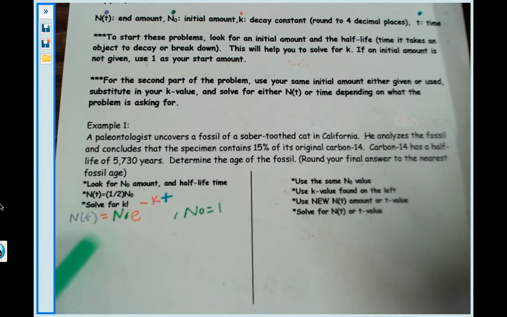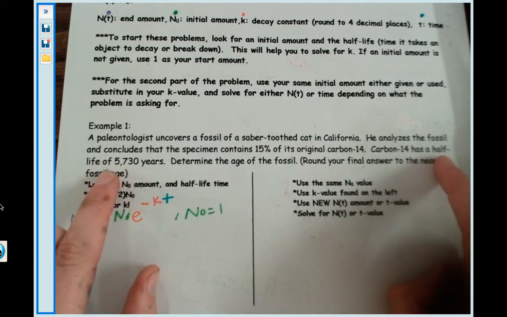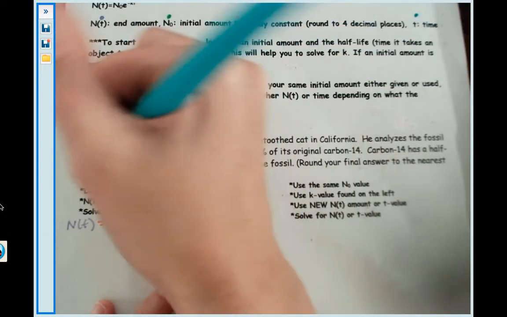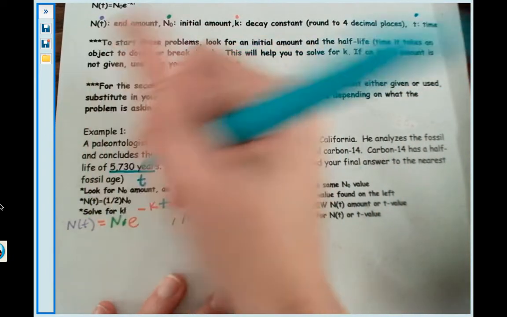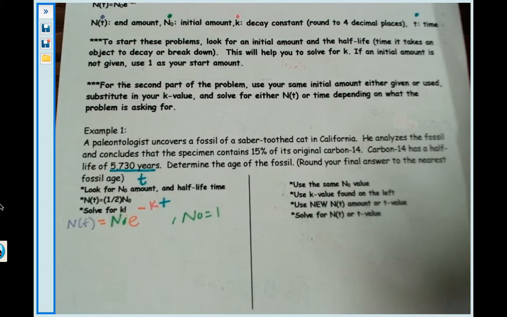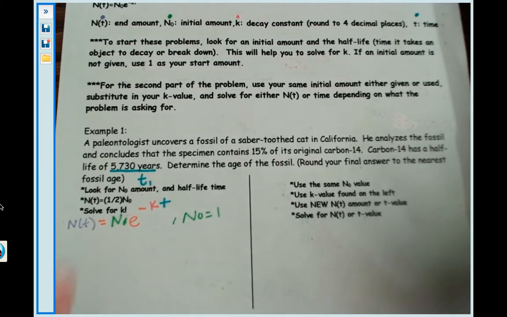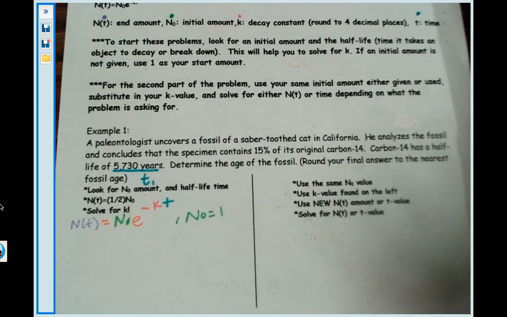Now we're also looking for our half-life time. So I'm looking for the word half-life. When I look through the problem, I see the word half-life right here. That half-life is going to be the time that I'm using on this side. So this 5,730 is our half-life time, and it will be our T for the first side. So I might write T sub 1, that's the time I'm using on side 1. Then after that, we'll find our end amount. And what we're going to do with this information is solve for K.